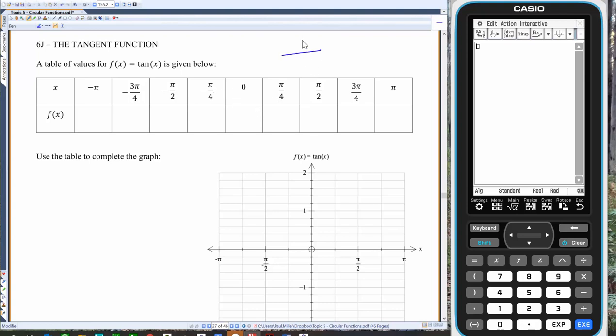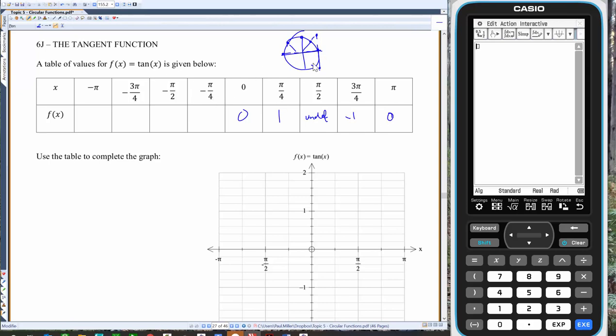Okay, so let's go to the unit circle and note that when it's 0, it's going to hit the tangent at 0. Pi on 4 is this one here, hits the tangent at 1. Pi on 2 will never hit the tangent, so it's undefined. 3 pi on 4 is down here at -1, and pi, we're back through the tangent at 0. Let's go in the reverse direction now.